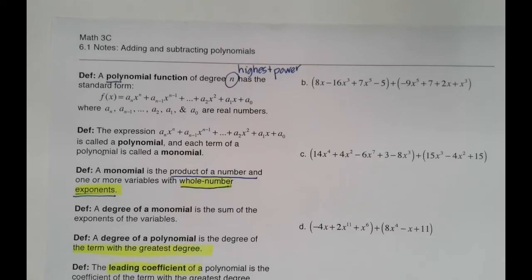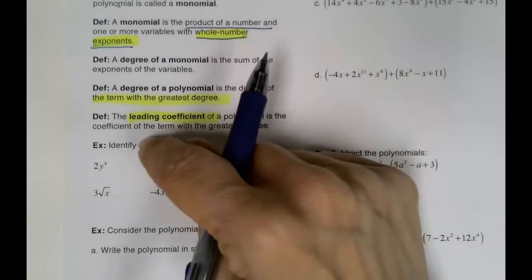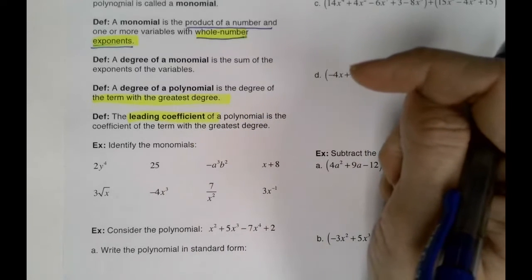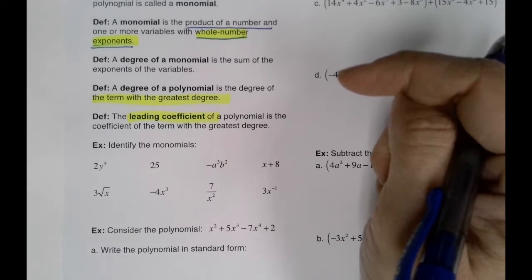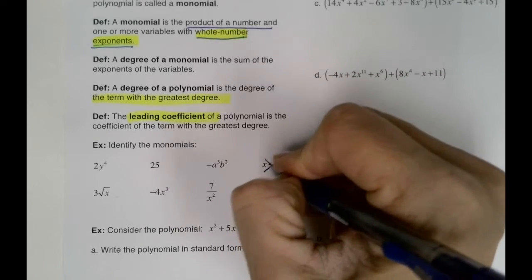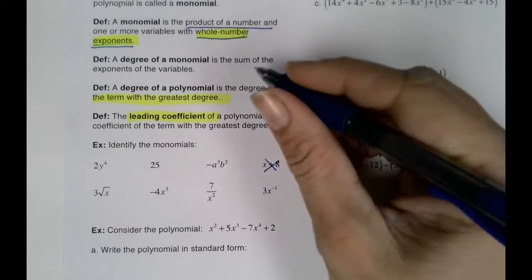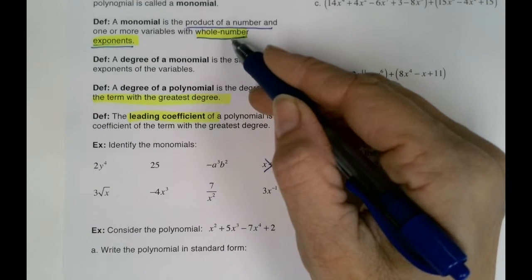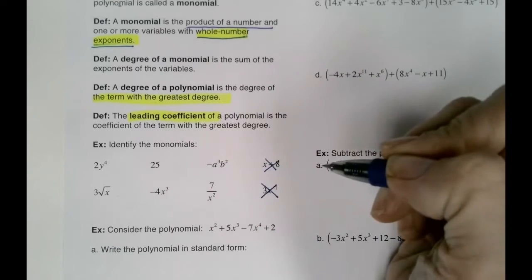So one more thing we need to take a look at is this example right here, and it says identify the monomials. One key thing is monomials are single terms. So this one right here is not a monomial because there are two terms. And the other thing is it says whole number exponents. So whole numbers are positive. So this is not a whole number exponent.